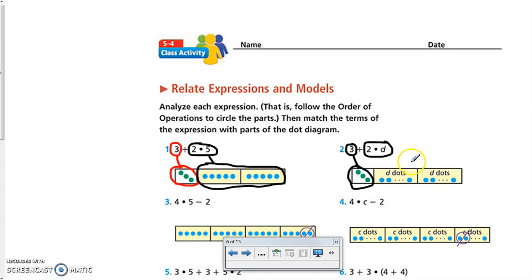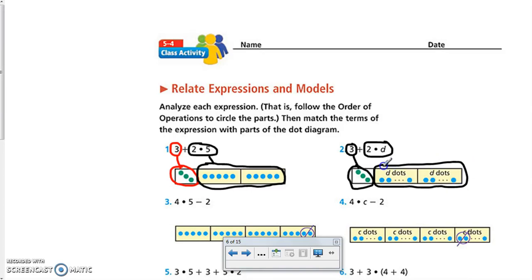But then the harder one here is we don't know what D is, but we do know that we want 2 sets of D. So if you look at the diagram, it has a bunch of dots there, but again, it doesn't tell you the number. It has these little dot, dot, dot to show it could be 1, it could be 2, it could be 1,000. We never know. And it's okay. It's just a variable. So I should see 1 set of D dots here, a second set of D dots here. So I can circle all that to show that that is the second term.